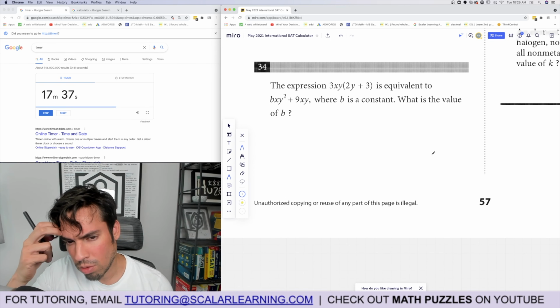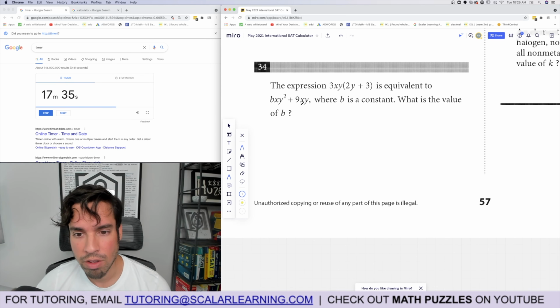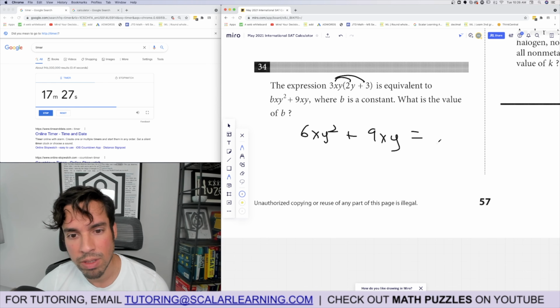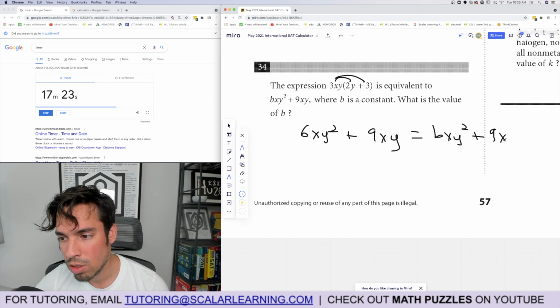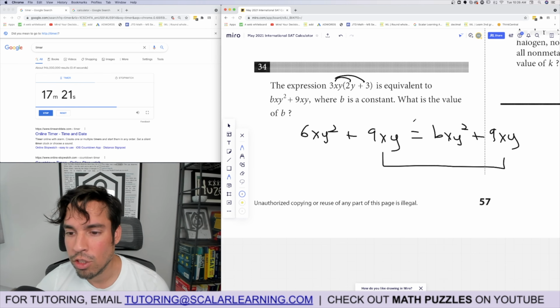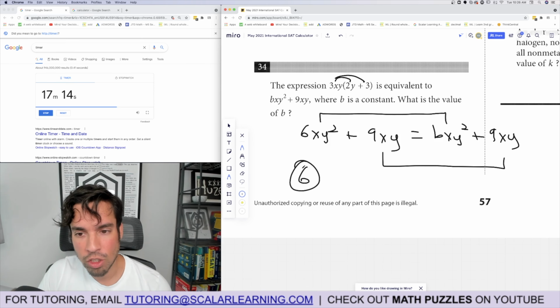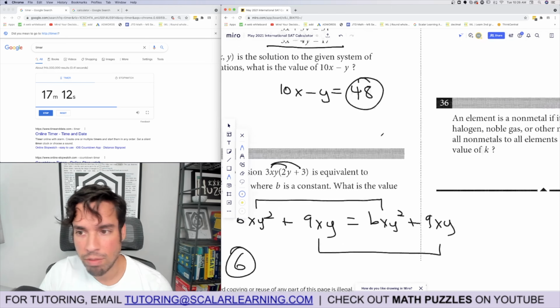34, expression blank is equivalent to this, where b is a constant. What is the value of b? Okay, first thing I'm going to do is FOIL. 6xy squared plus 9xy, and this is equivalent to bxy squared plus 9xy. These two match up, and these two are supposed to match up, which means b has to equal 6, and we're done. Let me just make sure. 6, yeah, that's it. Straightforward, nice and easy.